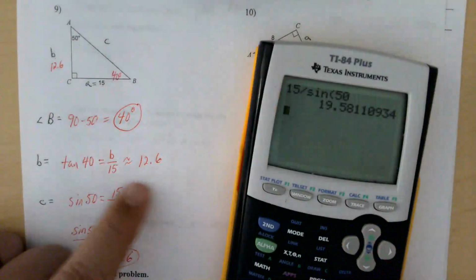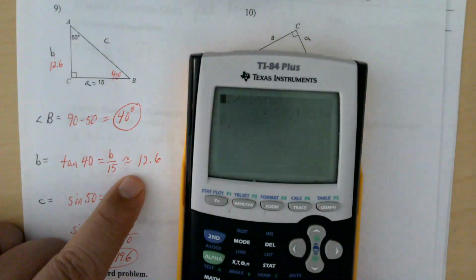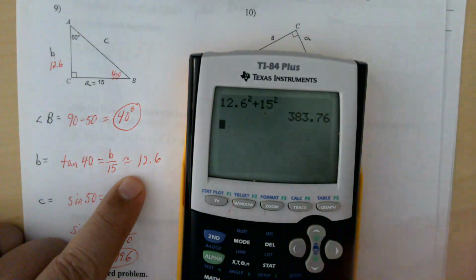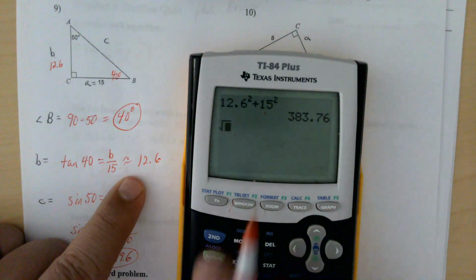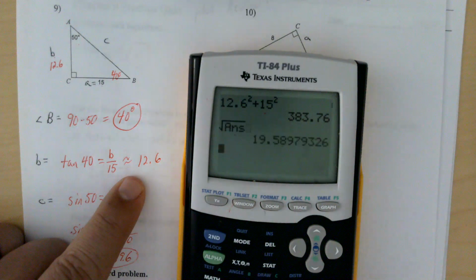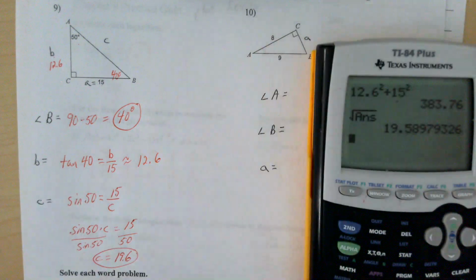We use trig to find side B. So if we knew side B is 12.6, we can square that plus the 15 squared. We'll get that. That's what C squared actually equals. And so to find C, I take the square root of that answer, and you're going to see we get 19.6. The same thing that we got using trig, but technically we only need to use trig one time to find all the missing pieces of a right triangle.